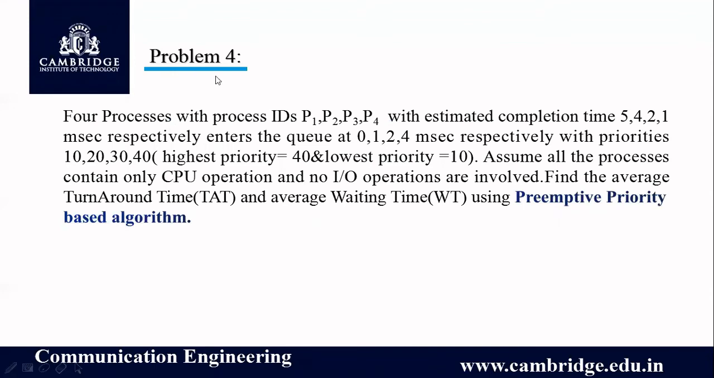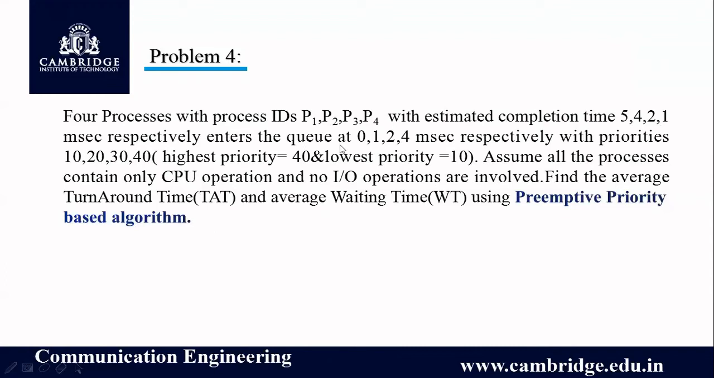Next, last problem, problem 4. So problem 4, we would be solving using the priority based algorithm. So you have 4 processes with the IDs P1, P2, P3, P4, and their estimated completion times of 5, 4, 2, 1 milliseconds. And they are entering the queue at different instances of time, that is 0, 1, 2, 4 milliseconds respectively.